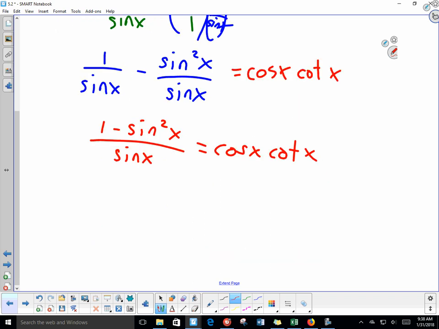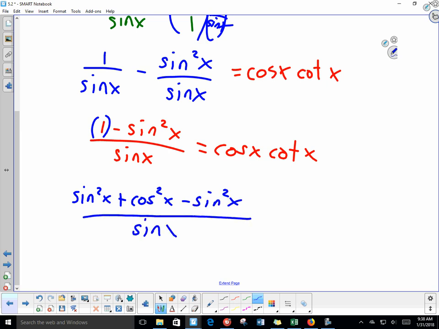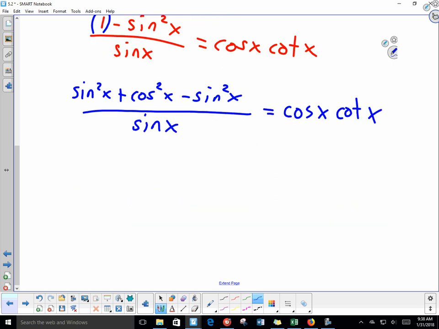Keep that right side going. I would replace that 1 with what? Sine squared plus cosine squared. So I get sine squared x plus cosine squared x minus sine squared x over sine x is equal to cosine x cotangent x. And so when I do this, I get sine squareds dividing out. And so I'm left with cosine squared x over sine x equals cosine x cotangent x.